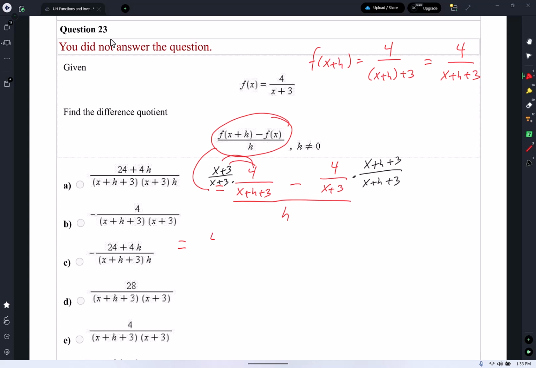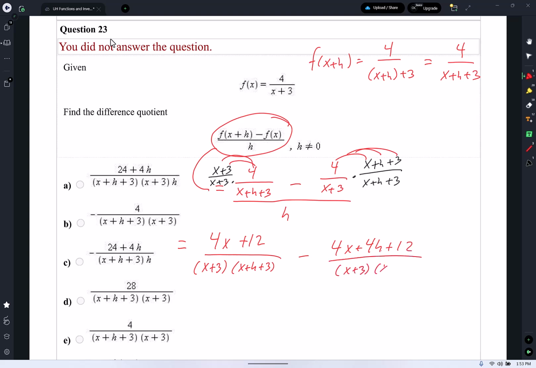4 times x is 4x. 4 times 3 is 12. And I'm not going to distribute the bottom. I'm going to leave it at x plus 3, x plus h plus 3. Minus 4x plus 4h plus 12 over x plus 3, x plus h plus 3. And then all this is still over h.